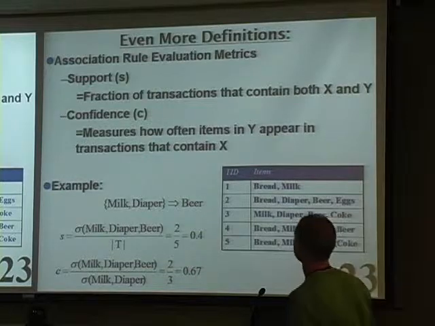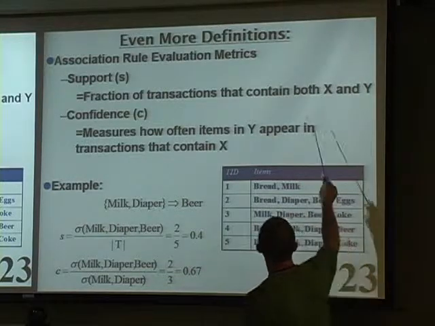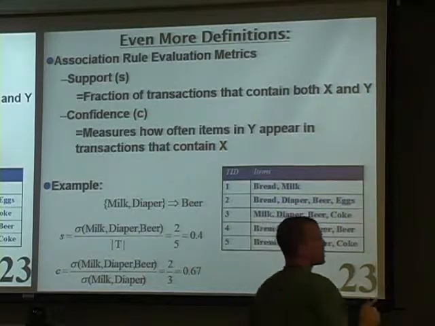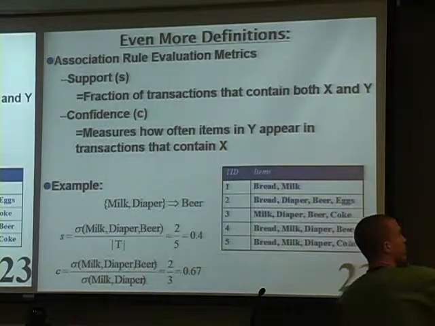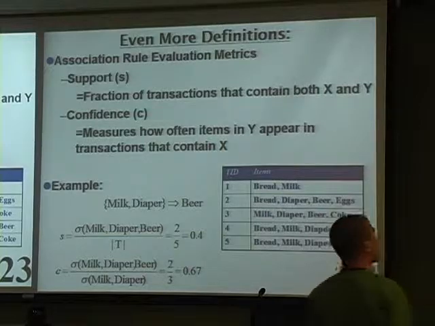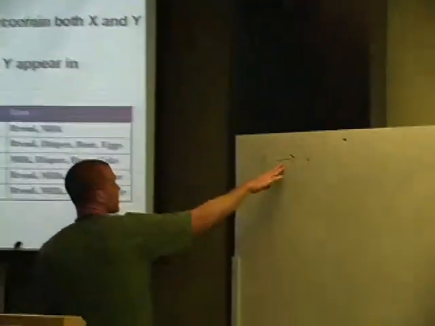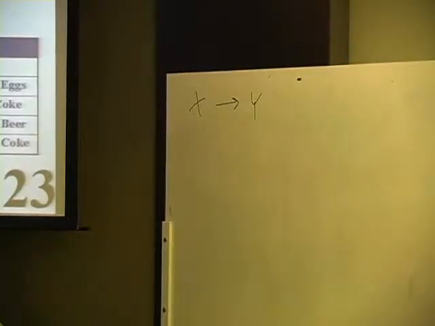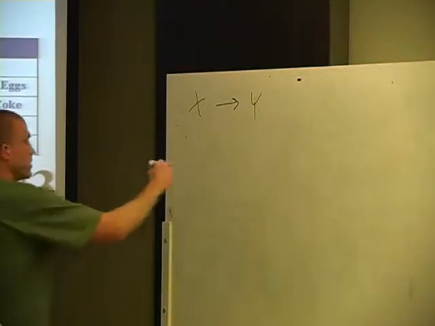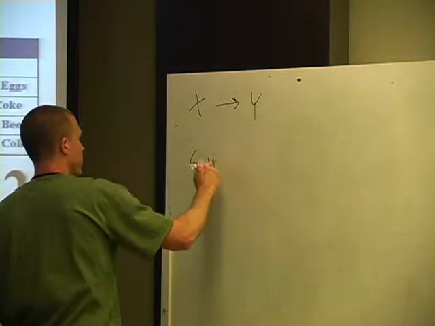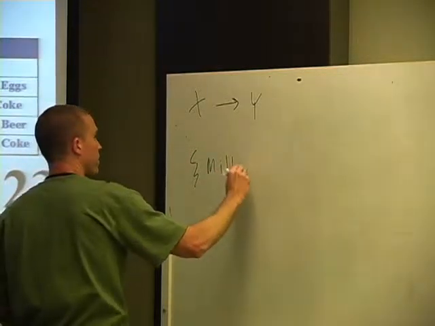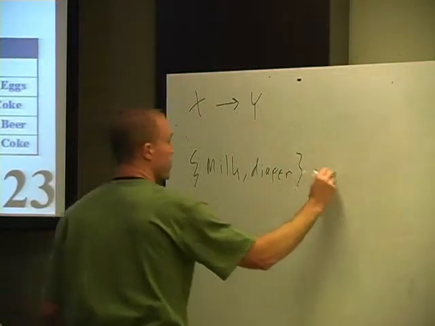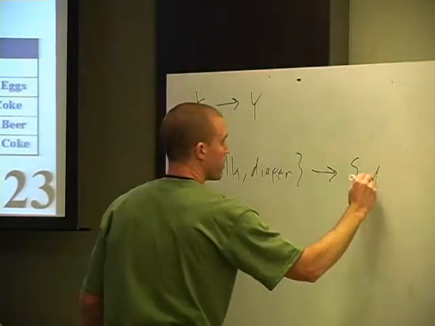So support is basically the fraction of transactions that contain both X and Y. The association rule starts off like this, right? X implies Y. But when you're figuring out the support of X and Y, you ignore the arrow. So for the example here, let's go with milk, diaper implies beer. Milk, comma, diaper implies that I buy beer.